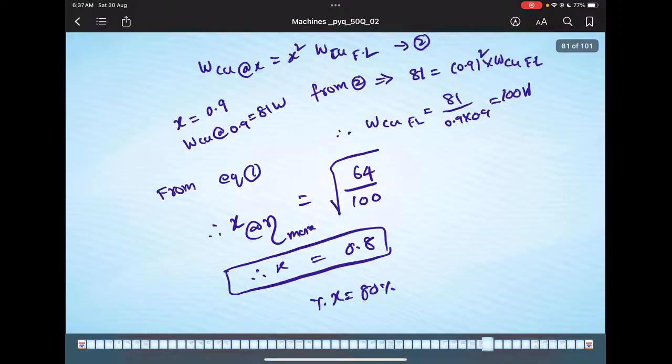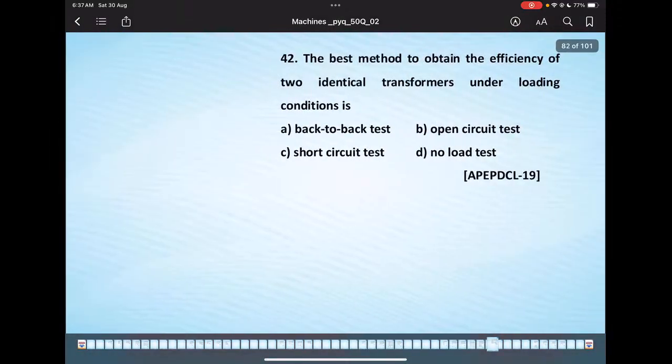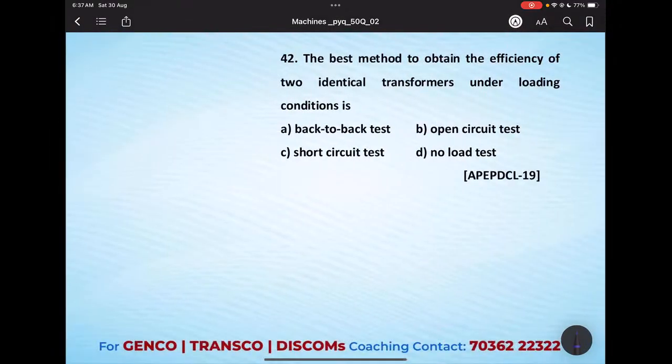Okay, is it clear? Let's move on to the next question. The next question is about the best method to obtain the efficiency of two identical transformers under loading condition. Let's look into the options.